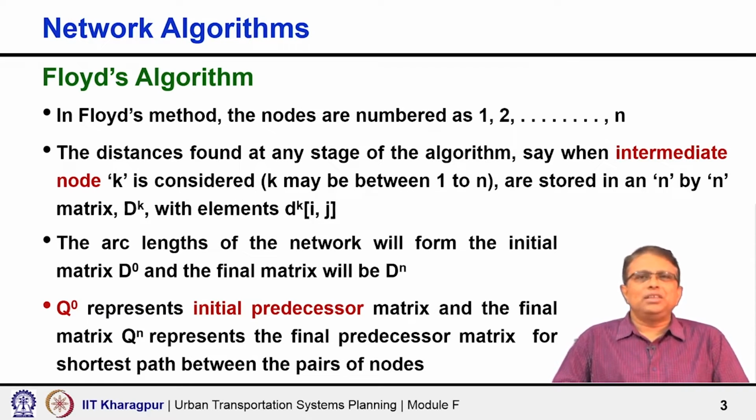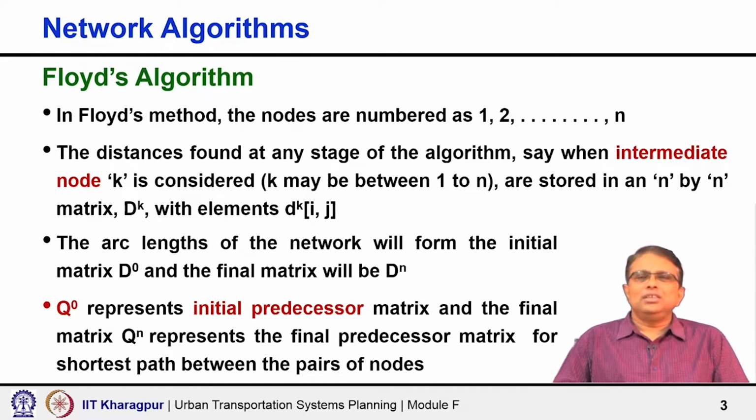And finally, by the time we go to the nth iteration, whatever the D^n matrix is, that is the final shortest path. And remember that I said that in every iteration we are considering an intermediate node, right. So, every node is actually considered as an intermediate node.